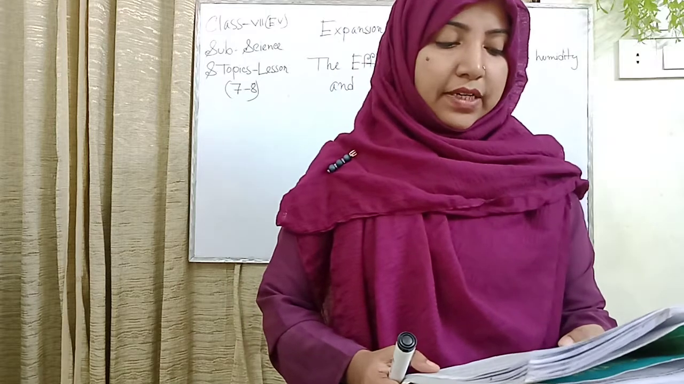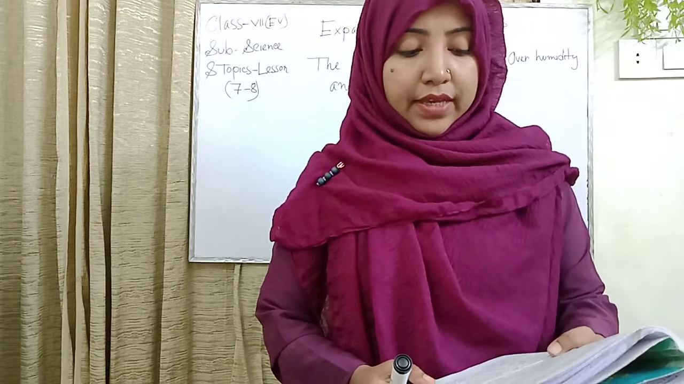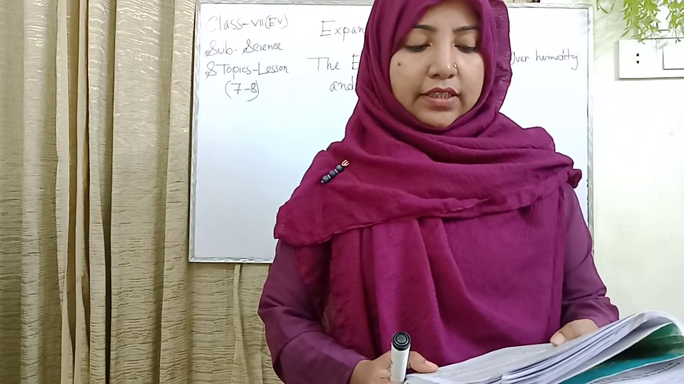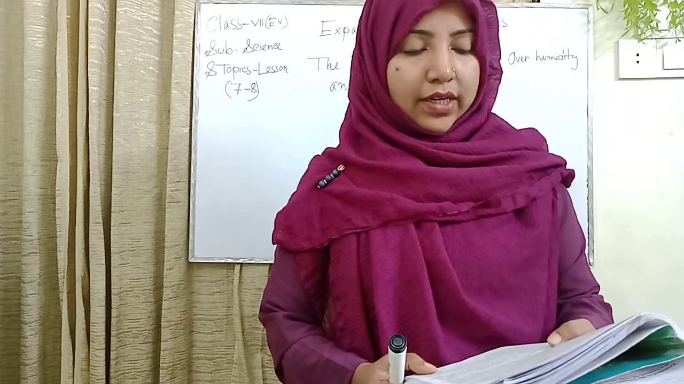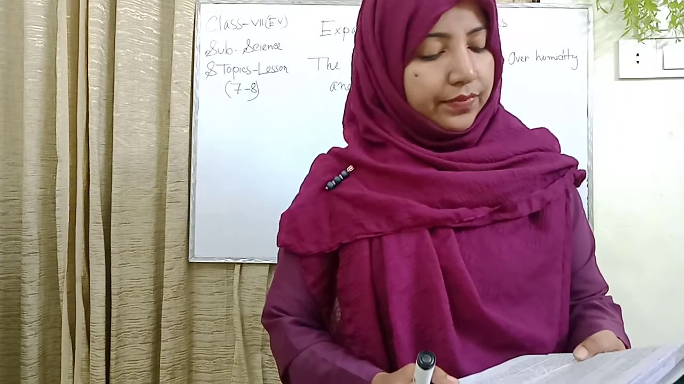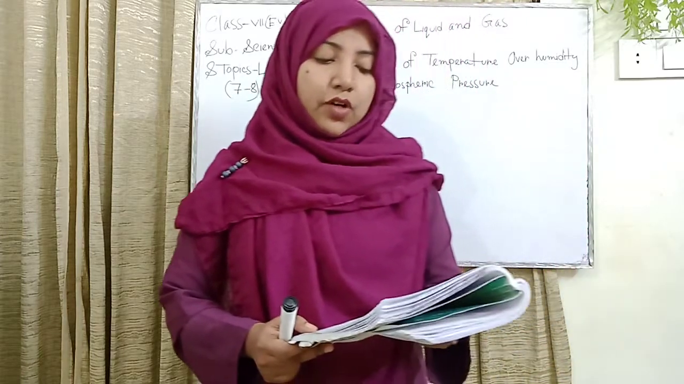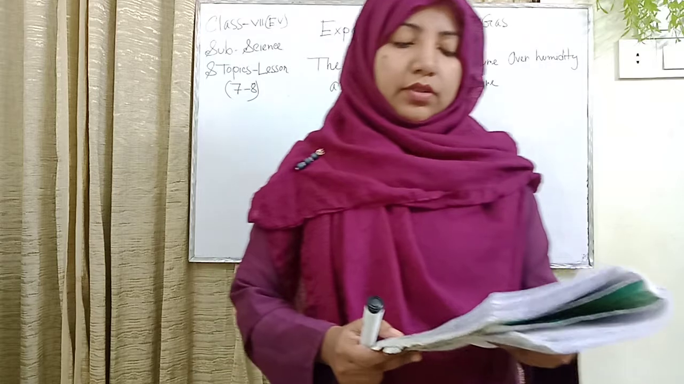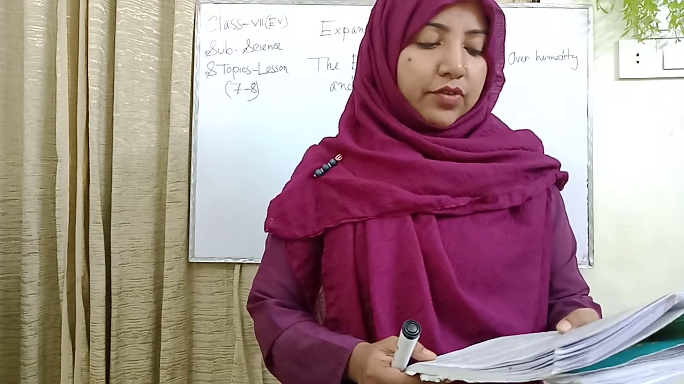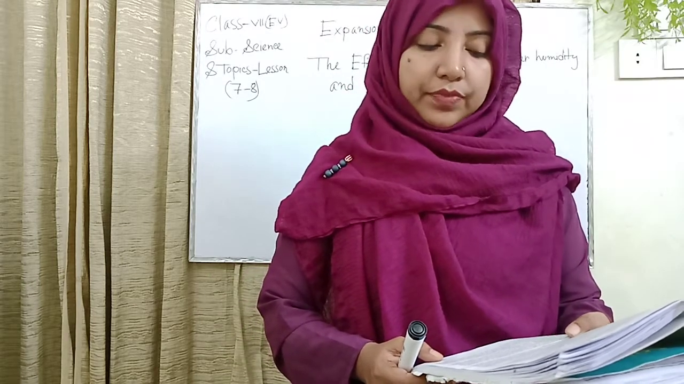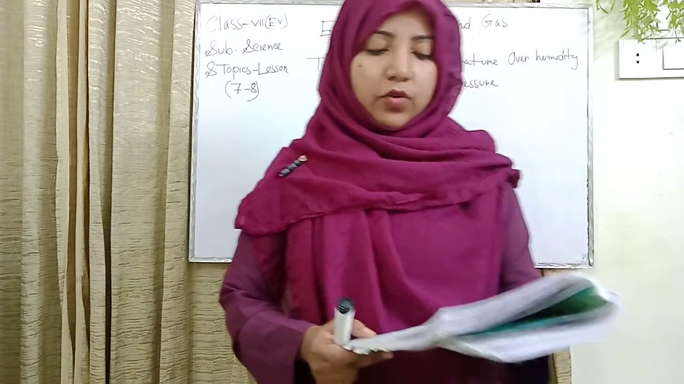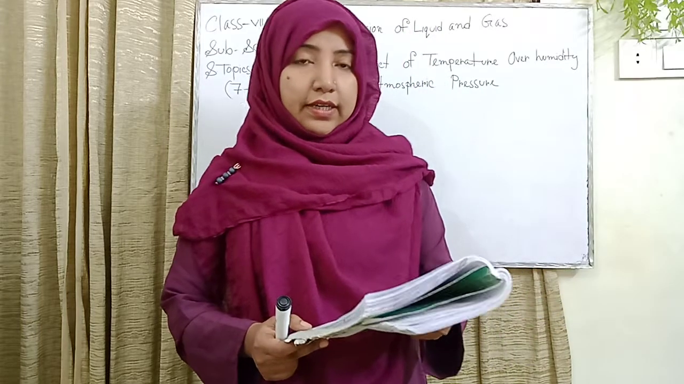Now, expansion of gases. First the equipment: a glass bottle, 2 water tubes, hot and cold water, a balloon, and thread. Work: take a strong and empty glass bottle. Tie a balloon with a thread to the neck of the bottle. Take boiling water in one tube and cold water in another tube.